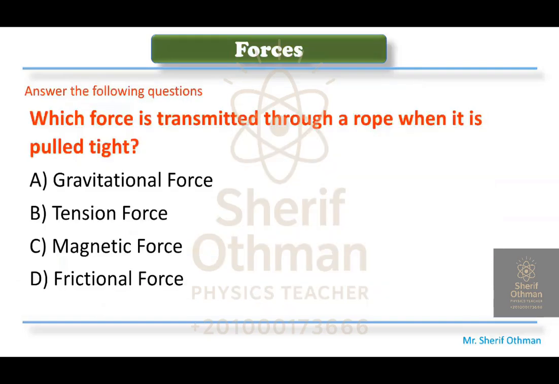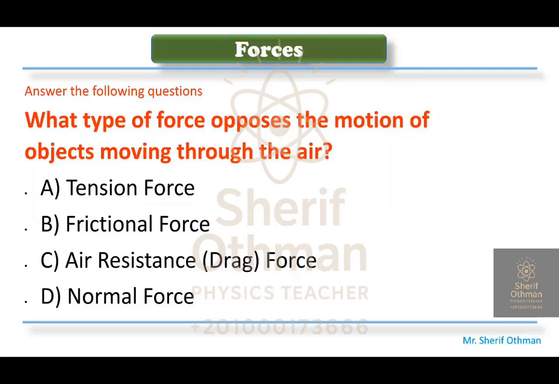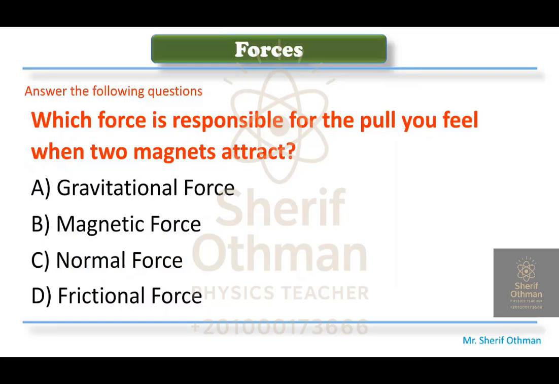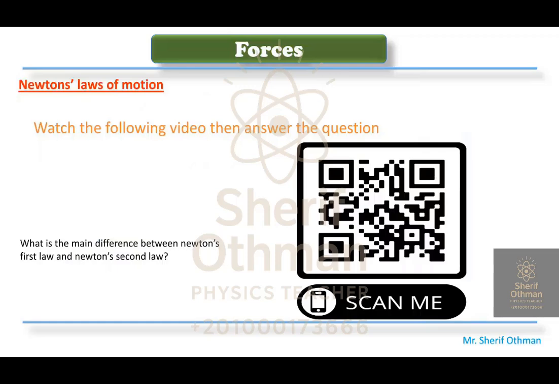Which force is transmitted through a rope when it is pulled tight? Tension force. What type of force opposes the motion of objects moving through the air? Air resistance. Which force is responsible for the pull you feel when two magnets attract? Magnetic force.